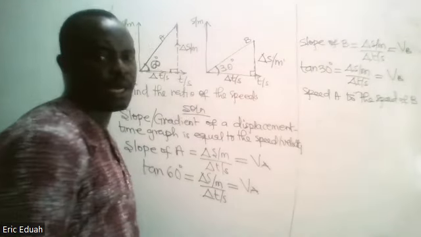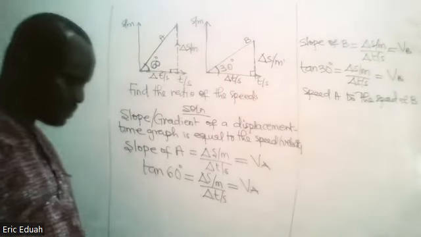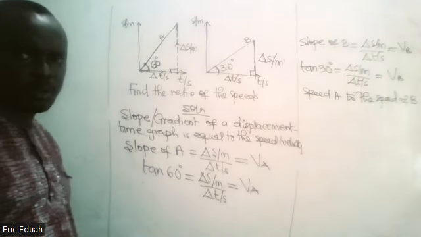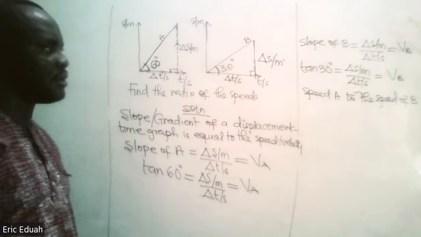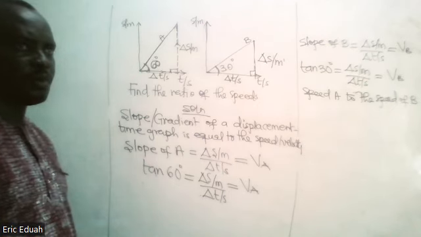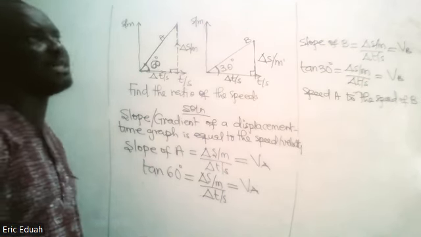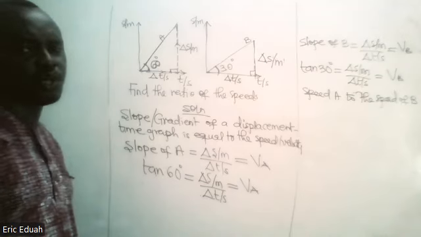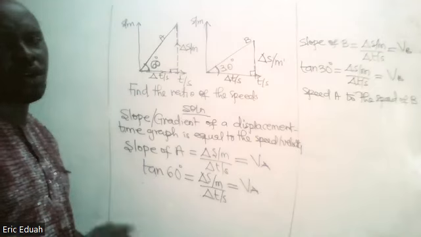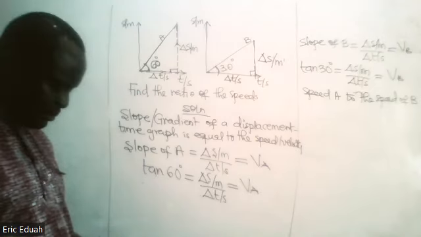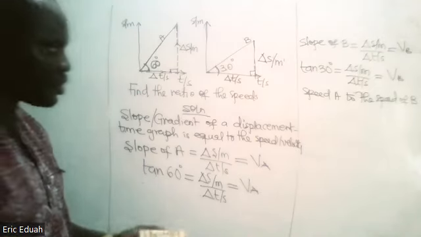Sir, please, if they don't give you like speed of A is to speed of B, can you decide to do any of them, like speed of B first? Exactly. This is an open situation, so you can decide to use B with respect to A or A with respect to B. Okay, thank you.